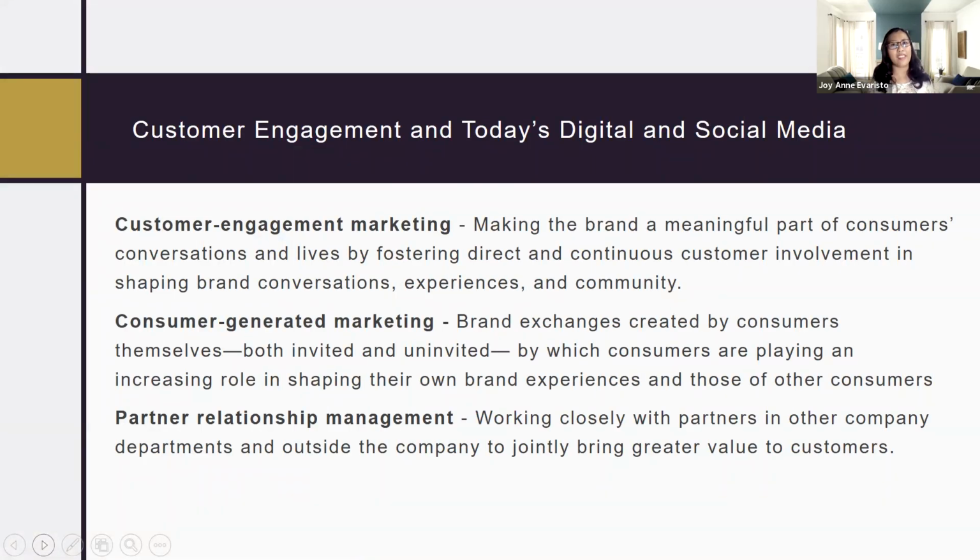Nowadays we have what we call digital and social media. So things are going towards digitalization, and the social media is pretty much everywhere. There are a lot of social media platforms. This actually has an effect or influence on how we forge partnership with our customers. We have different types or levels of customer engagement. So in the text, there are three types: customer engagement marketing, consumer generated marketing, and partnership relationship marketing.